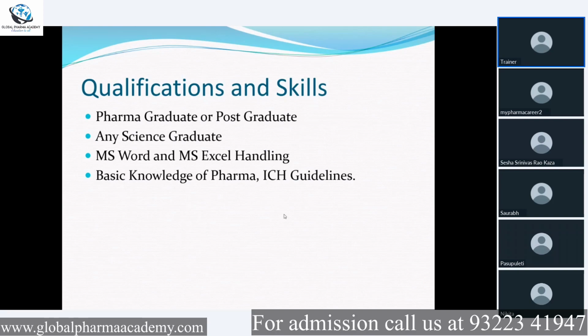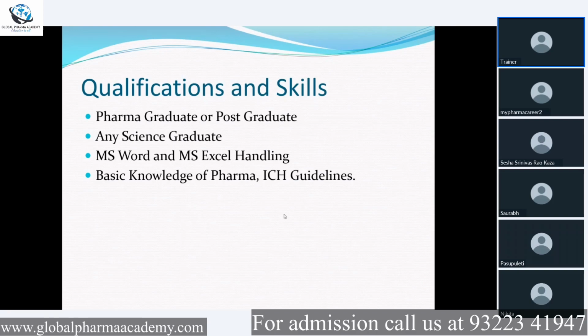Then we have to understand the basic knowledge of pharma. That is, what is meant by tablets, capsules, solutions, suspensions, what the dosage forms are, what the disintegration time and dissolution time are. Basic knowledge is vast, but you have to at least know the concepts behind the dosage forms, their primary nature, their properties. So all this you have to go through while applying for any job in regulatory affairs.